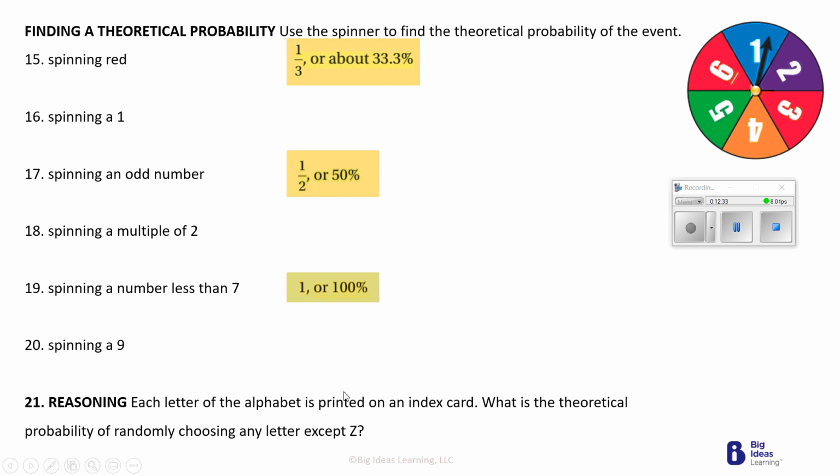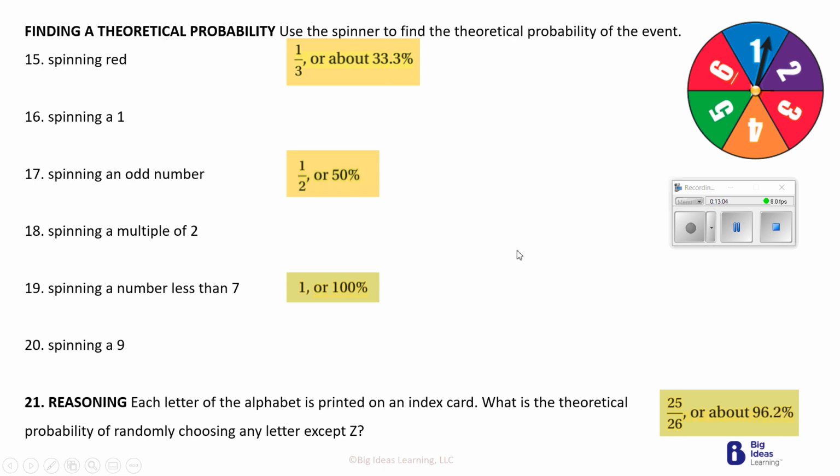21 says each letter of the alphabet is printed on an index card. What is the theoretical probability of randomly choosing any letter except for Z? Well, all the letters except for Z would account for 25 out of the 26 letters. 25 divided by 26 is 0.962. We move the decimal over 2 places, and that's going to give me 96.2%.